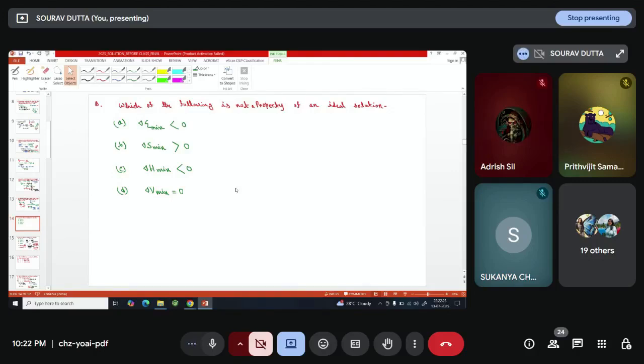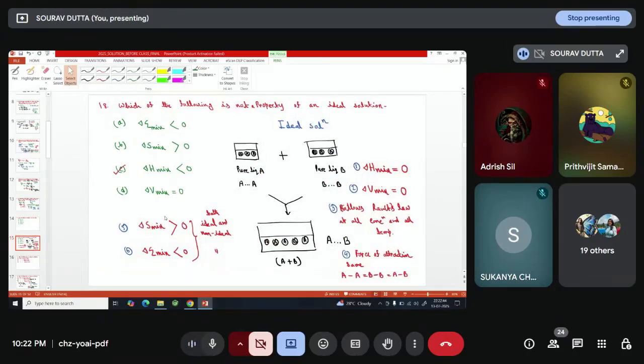Ideal solution means those solutions which follow Raoult's law, Henry's law. That means this is applicable for dilute solutions where Henry's law and Raoult's law are properly valid. Those solutions are called ideal solutions. And there are some properties of ideal solution. Suppose A is a pure liquid and B is also in the pure form. This is pure liquid A, this is pure liquid B. Now if we mix them, you will get a solution A plus B.